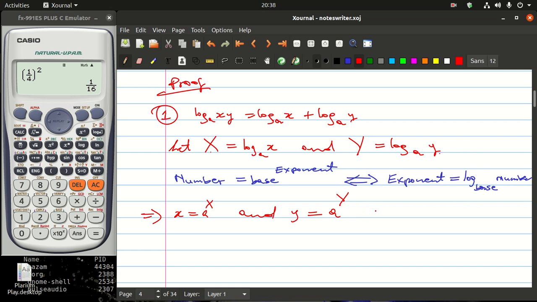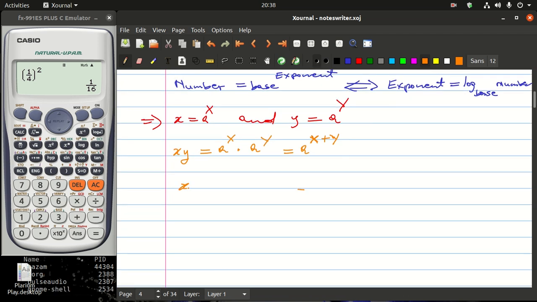Now let's look into this. If I go closer to this, I want to look at x times y. I'm going to take x and multiply by y. So x times y, what am I going to get? I am going to get a to the power X times a to the power Y. When multiplying powers of the same base, you add exponents. So this is the same as a to the power X plus capital letter Y. So we have, let me go down a little bit, xy is equal to a to the X plus Y. So we have this nice thing here.